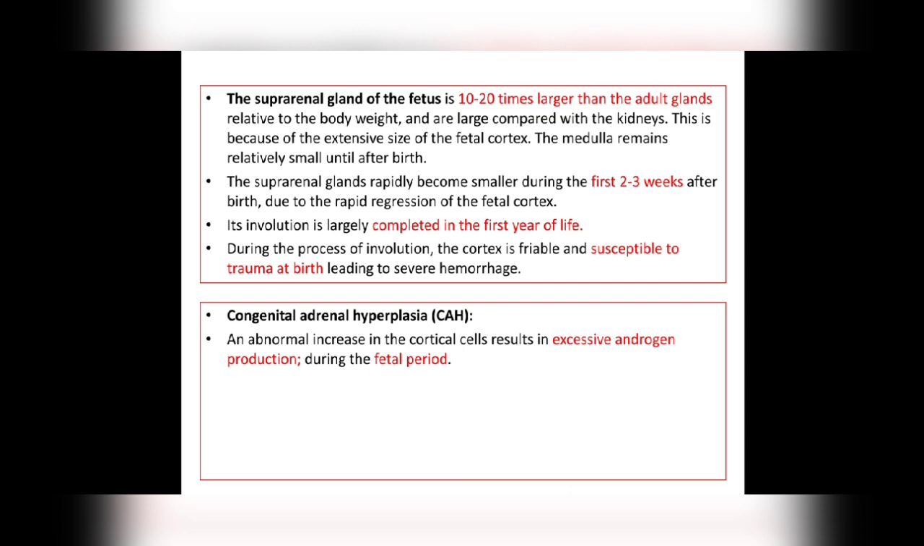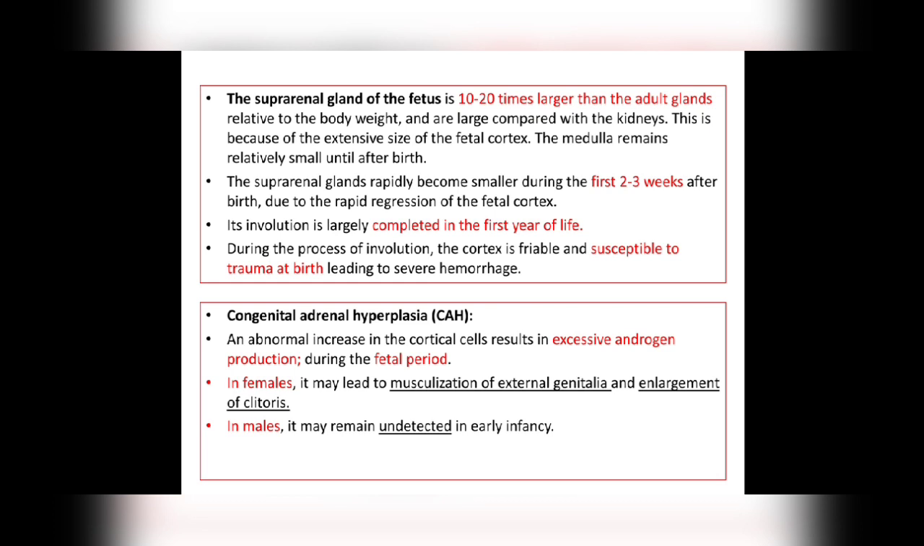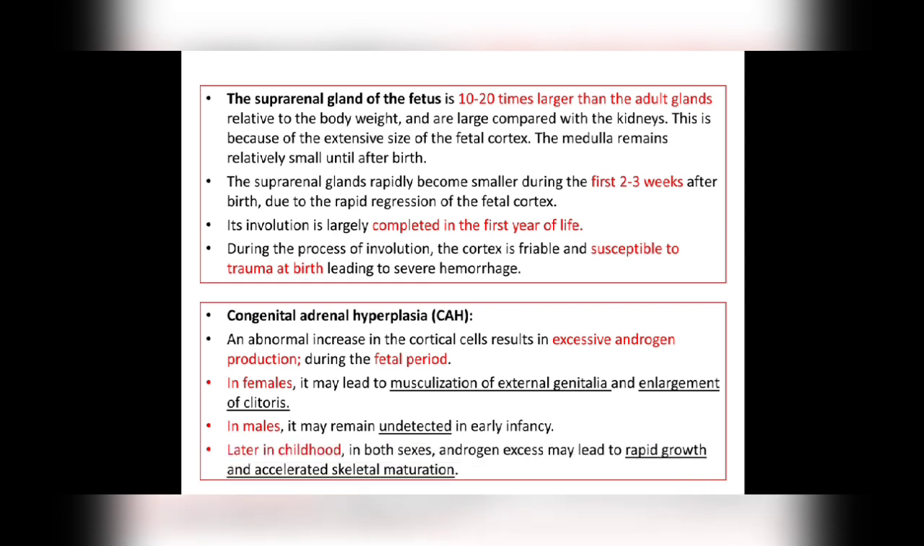Congenital adrenal hyperplasia, an abnormal increase in the cortical cells, results in excessive androgen production during the fetal period. In females, it may lead to muscularization of external genitalia and enlargement of clitoris. In males, it may remain undetected in early infancy. Later in childhood, in both sexes, androgen excess may lead to rapid growth and accelerated skeletal maturation.